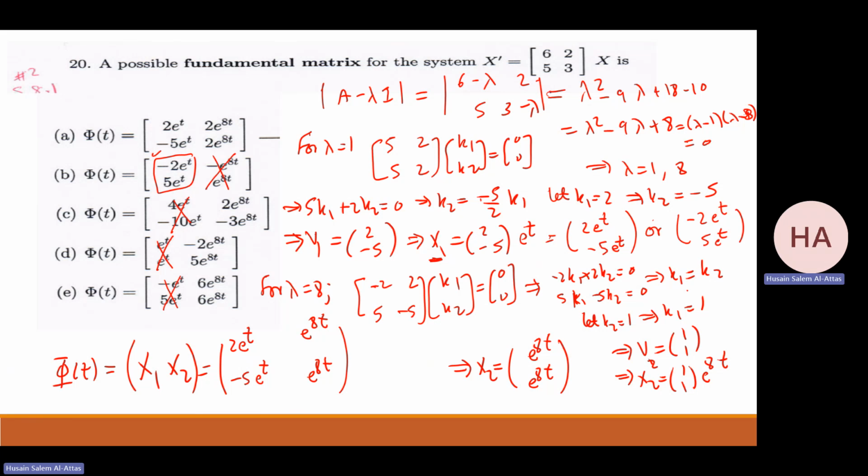Since I know that k1 equals k2, I needed the same values. So it can be 1, 1, or it can be any other value. Like in this case, you make it 2, 2, which is okay. So x2 will be 2e^8t, 2e^8t, any value, but these two values should be the same. So this is okay. This is my Phi of t, a possible Phi of t. You can put 3, 3, or 5, 5. So it depends on the answers.